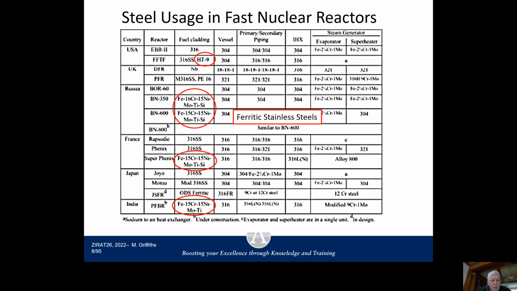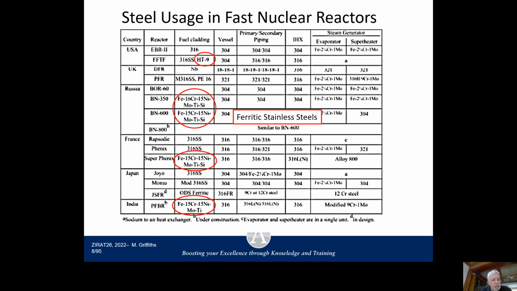In fast reactors, we have, again, a number of applications for stainless steels, mostly in fuel cladding. So either austenitic or ferritic. Now, as many of you probably know, there's a risk with ferritic steels for embrittlement at low temperatures, but fast reactors are typically operating at very high temperatures.